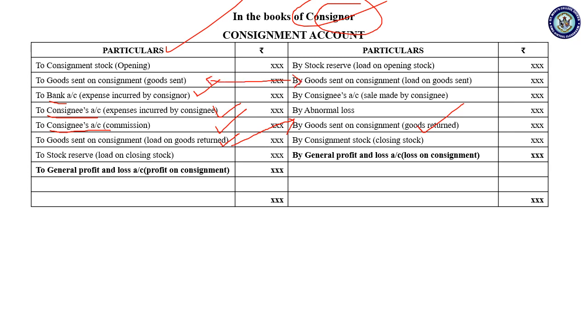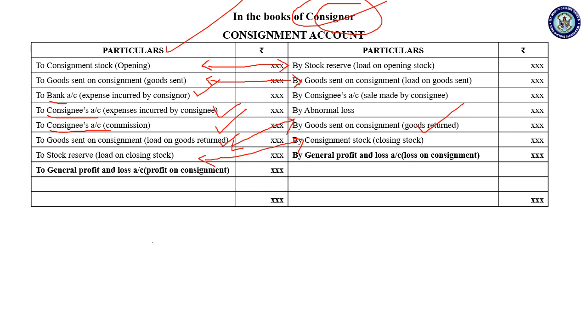On the opposite side, you have to write the closing stock. If there is a loading price, then there should be a stock reserve. If there is an opening entry, then there should be a stock reserve. Okay, this way the entry should be passed.